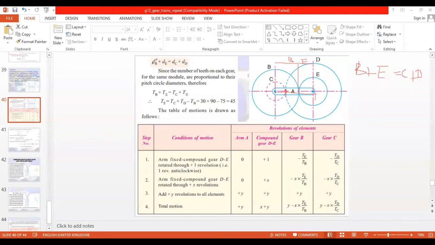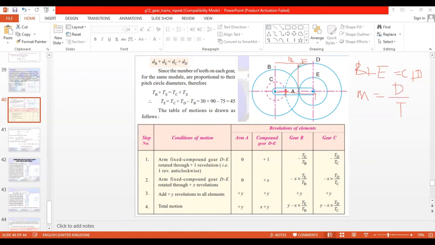DB plus DE, that is diameter of B plus diameter of E, is equal to DC plus DD. We can have it in radius also; either radius or diameter doesn't make much difference. Since the number of teeth on each gear for the same module are proportional to their pitch circle diameters, when we substitute the module, M is equal to D by T. When you add these Ds, M is going to be the same, so the Ts are going to be proportional.